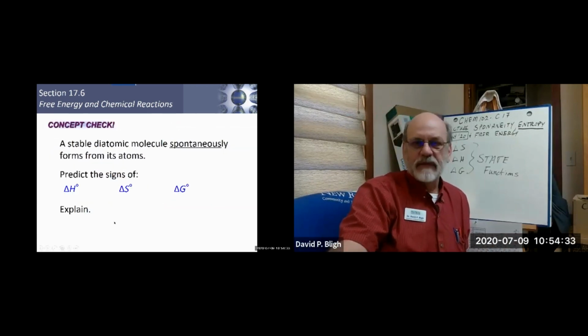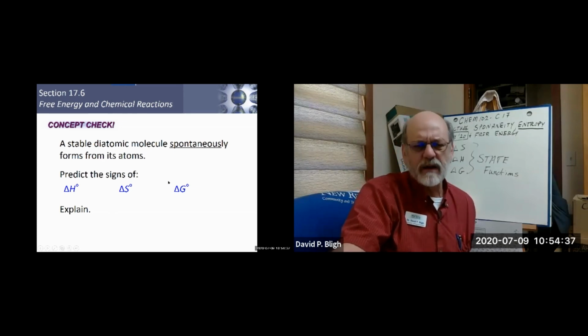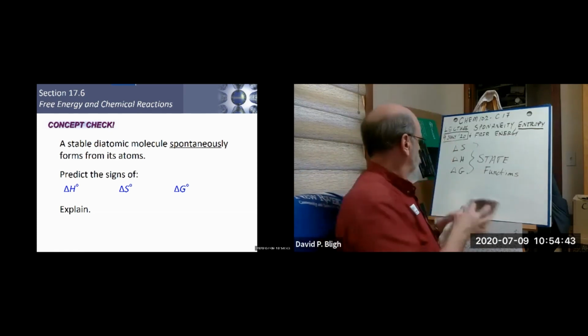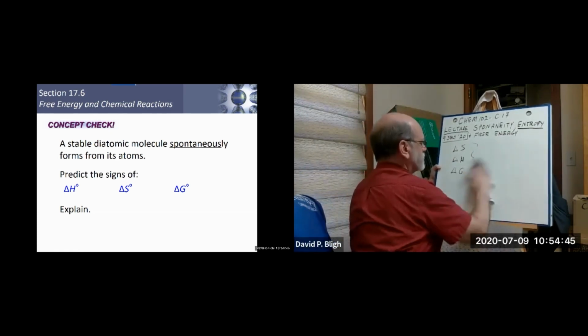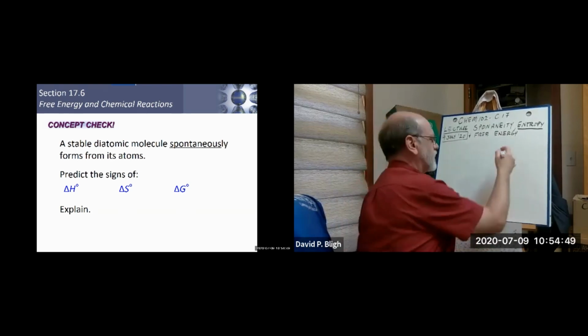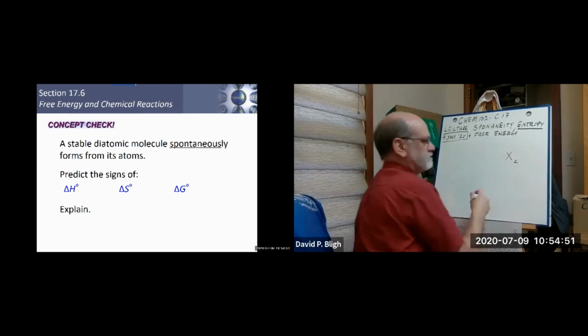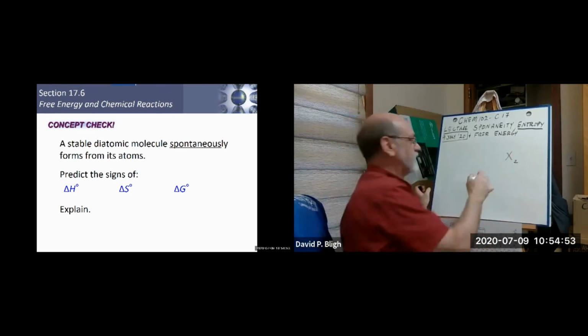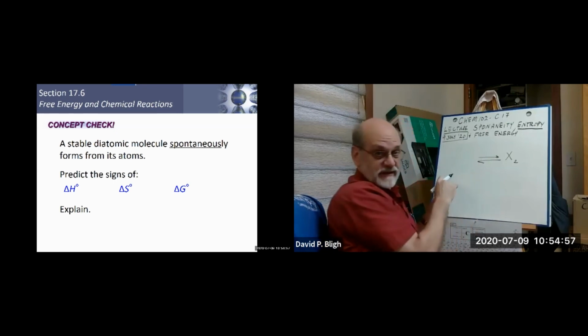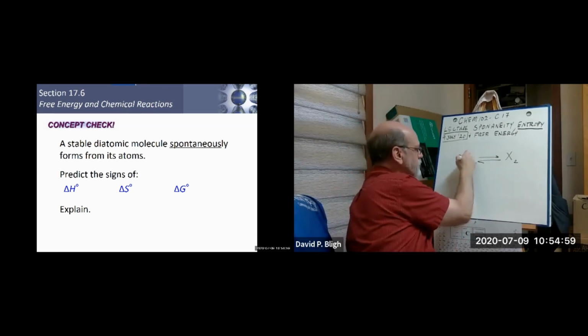All right. So, what do we got here? A stable diatomic molecule spontaneously forms from its atoms. All right, so what's the diatomic molecule? All right, let's say X. There you go. And it spontaneously forms from its atoms. So that means 2X over here.